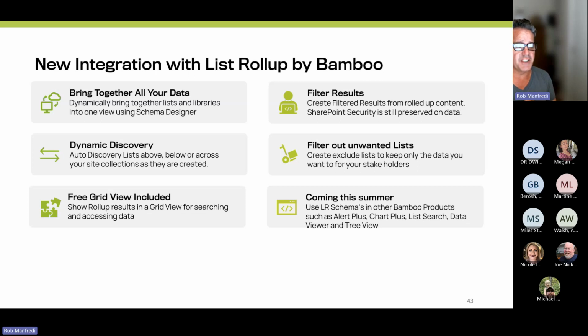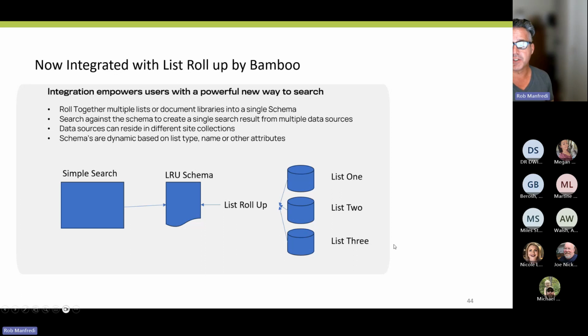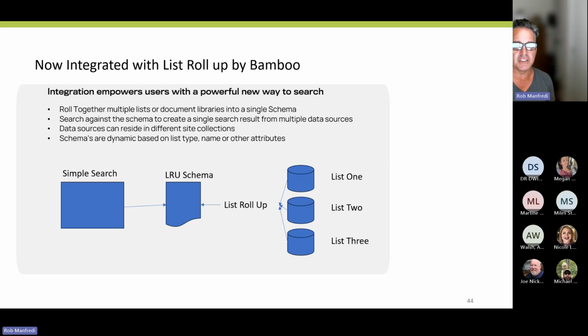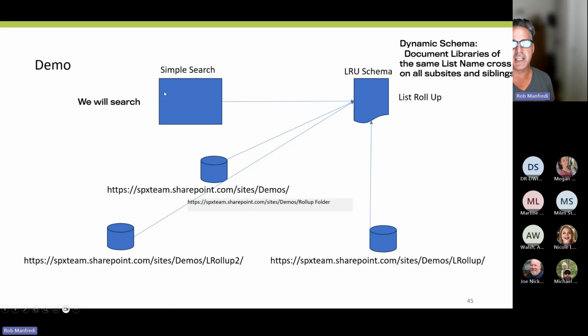It's got all sorts of advanced features within that List Rollup that can do all sorts of amazing things, but the integration with Simple List Search is new, and we're going to see that in action today. So essentially, what you can do is you can take multiple lists or document libraries, roll them together into a List Rollup schema, and then point Simple List Search against that schema and search all of these at once. That's pretty amazing and just super easy for those users, right? So you can see here we've got a site under demos, a site under this subsite, and a site under that subsite, all built together with List Rollup.